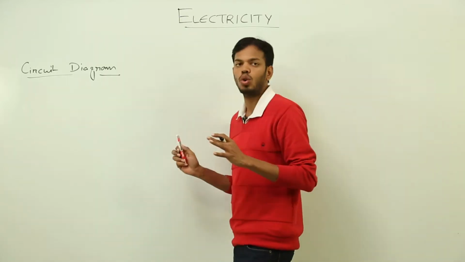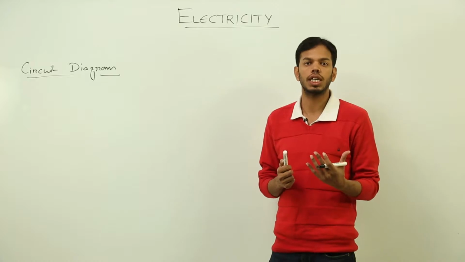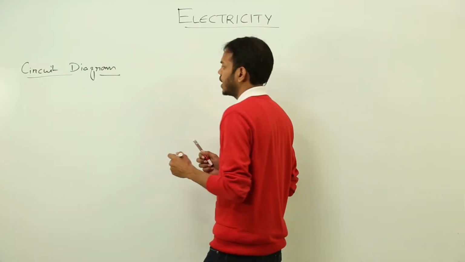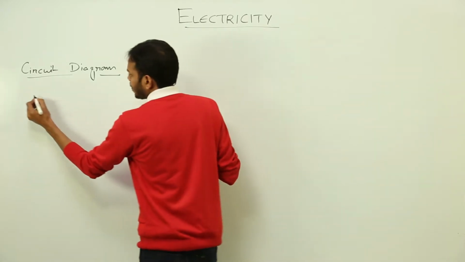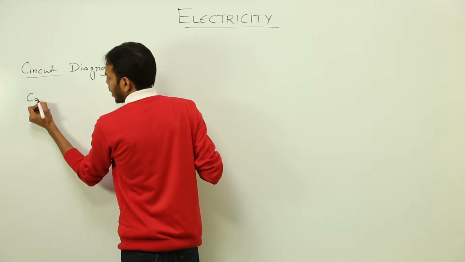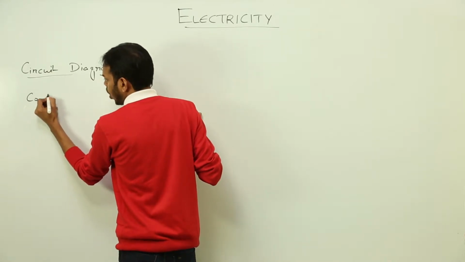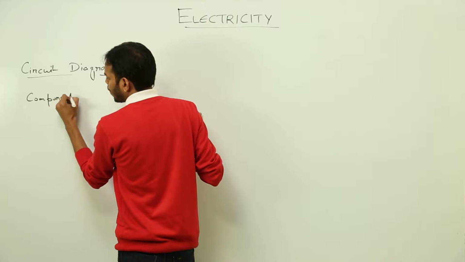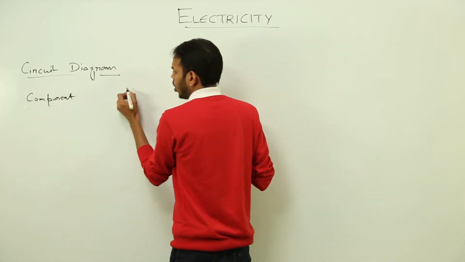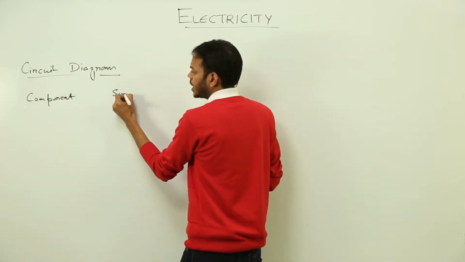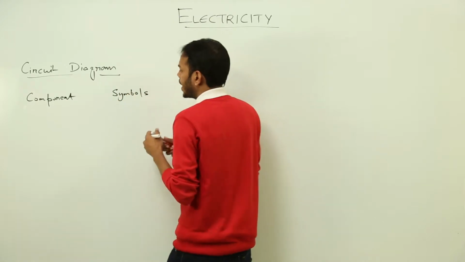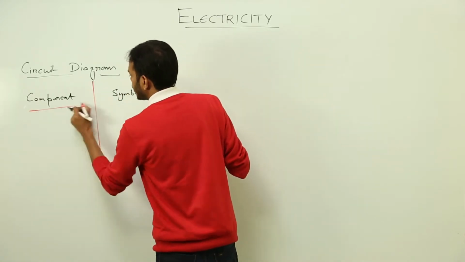We already have formulas for current and potential difference. Now I want you to know how we draw a circuit diagram and what the components involved in it are. So on one side I'll be writing the components of a circuit, and on the other side I'll be writing the symbols. Alright, this is how it will go.